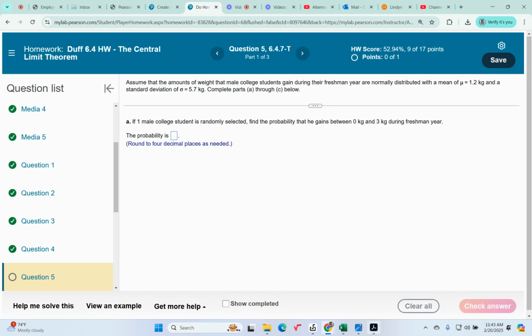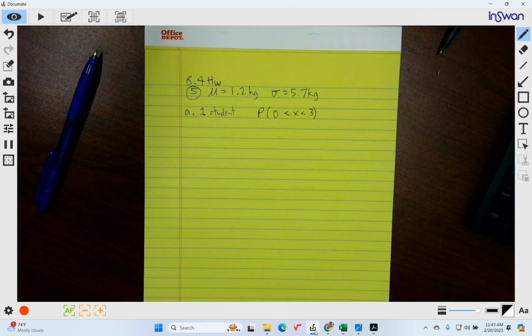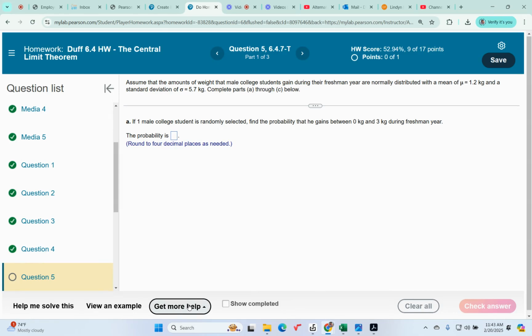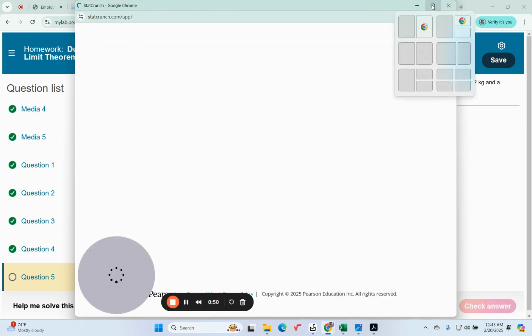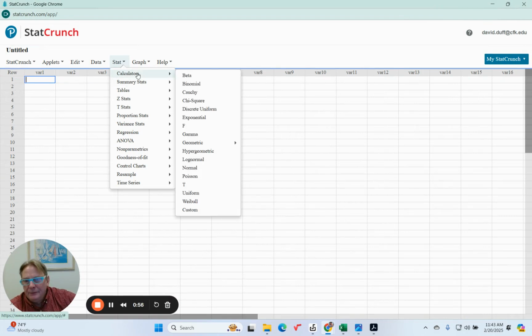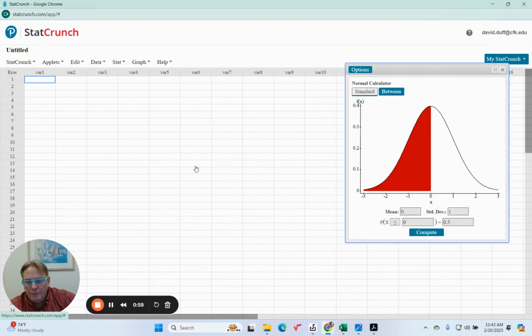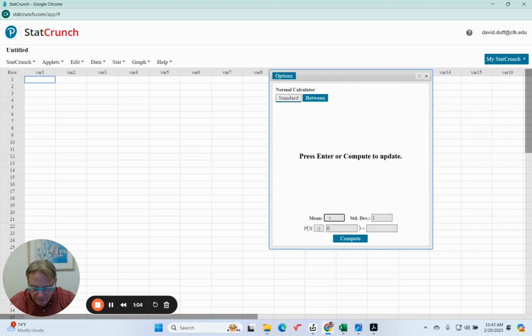during freshman year. So I just put that information down, and I'm going to use that information to go to StatCrunch. So let's go ahead and do that. Let's go to StatCrunch. Then we're going to go to Stat, Calculators, and then Normal. And we have a normal distribution with a mean of 1.2. Now notice the fact that the standard deviation is actually greater than the mean, which means that there will be some negative values as a possibility.